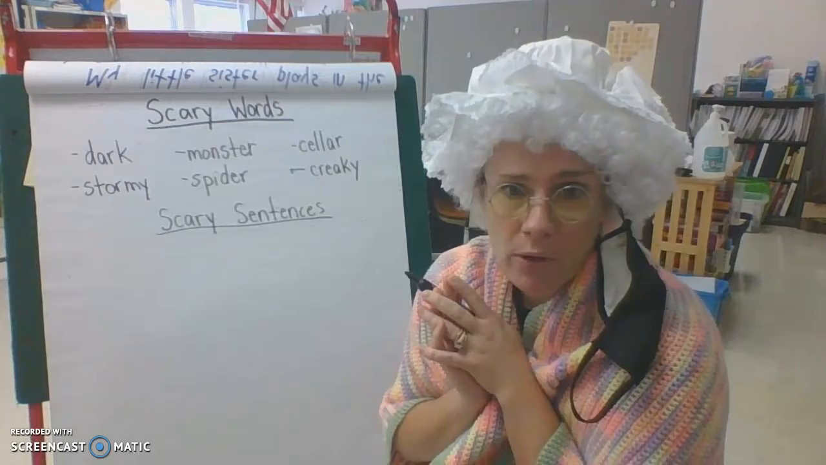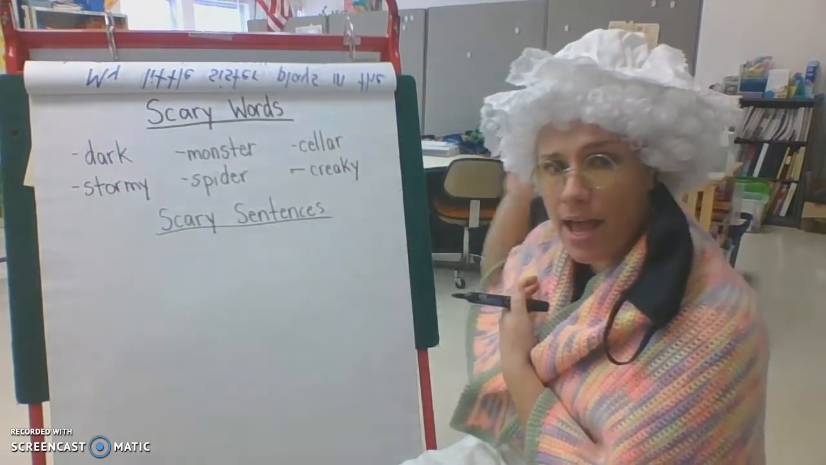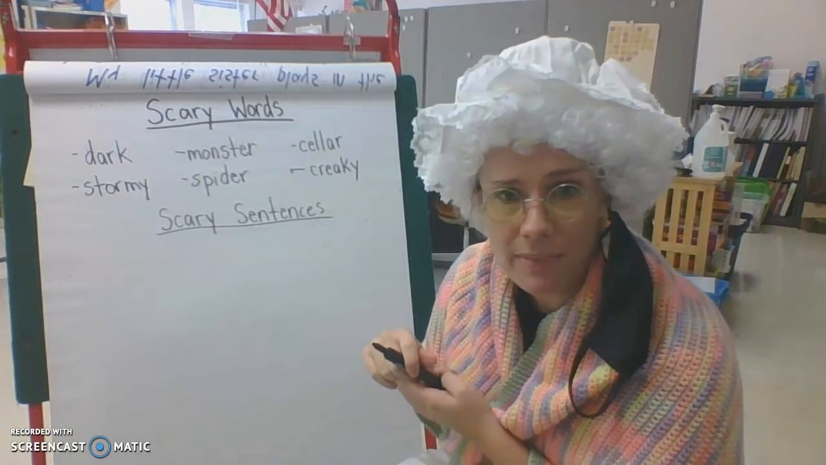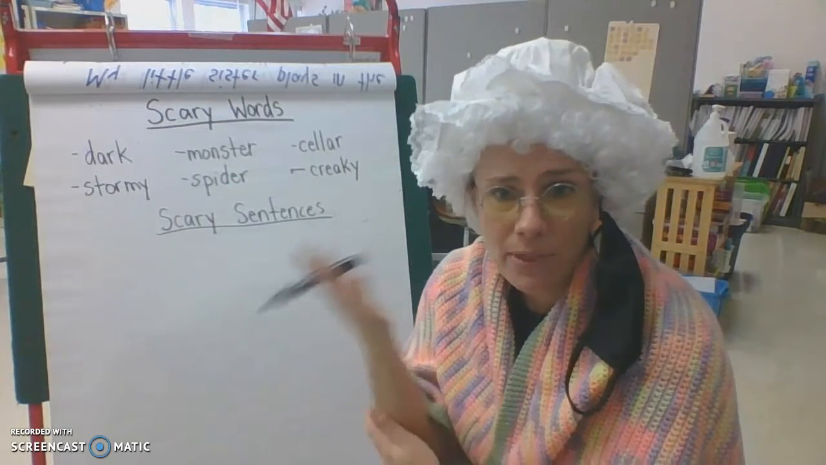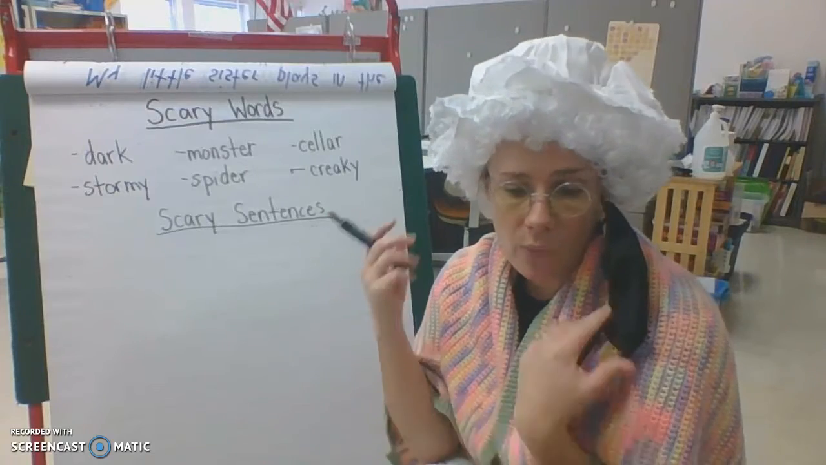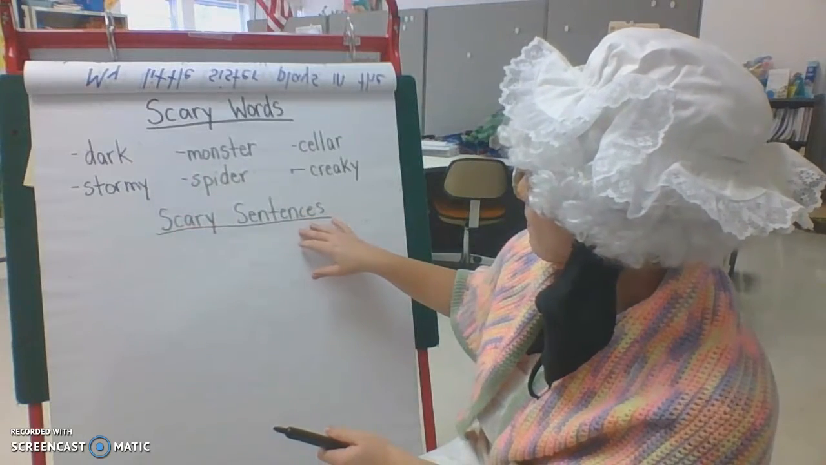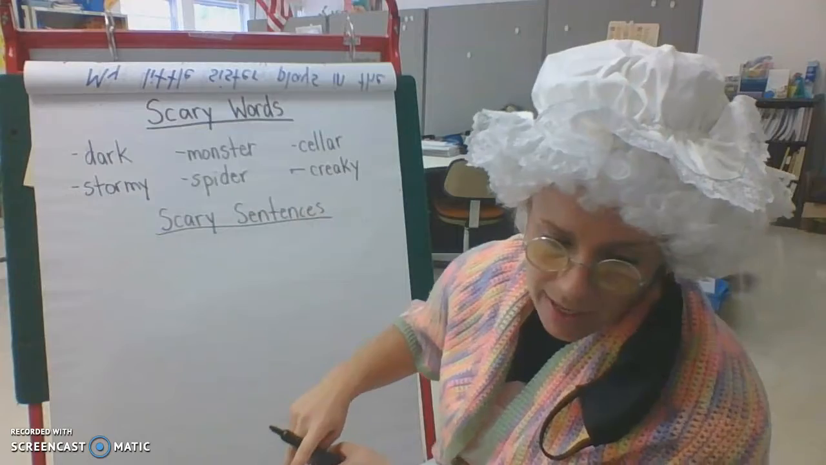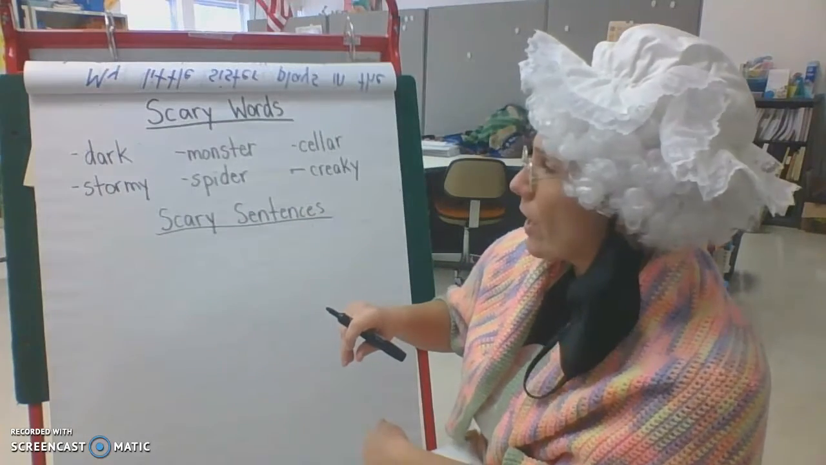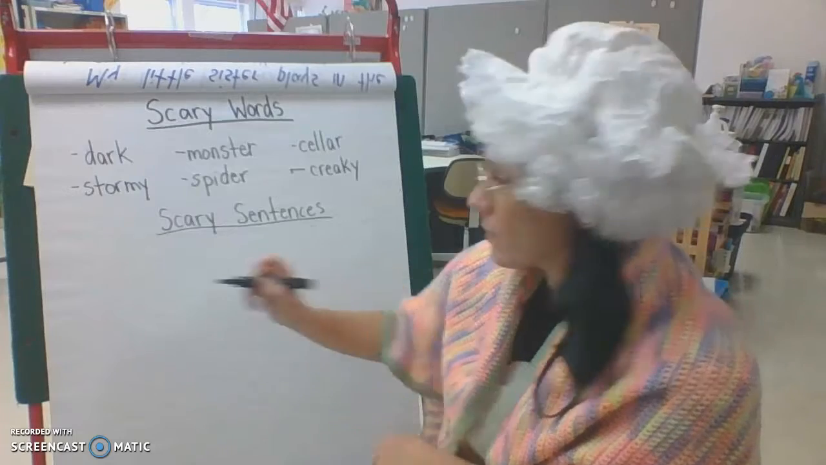Watch me. And remember, when we do a sentence, it starts with an uppercase and ends with a period or an exclamation point. And it needs to have a subject and a predicate. So we need to have something we're talking about or someone and what they do. So let me think here. Maybe I could write a sentence about a spider on a dark day. Maybe I'll say the lights went out and I felt a spider crawl on my leg. Ooh, that would be scary.